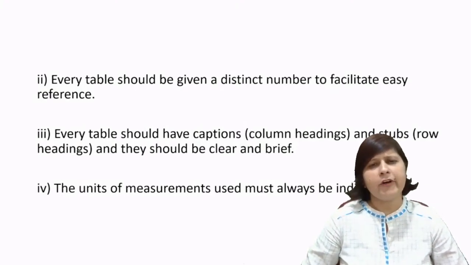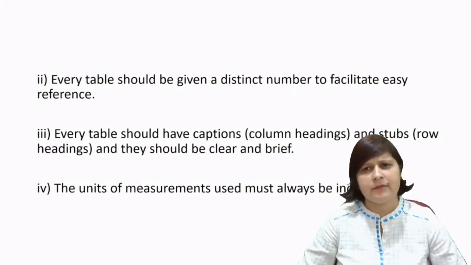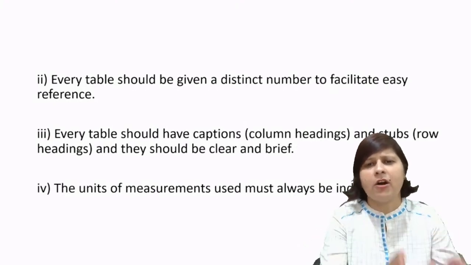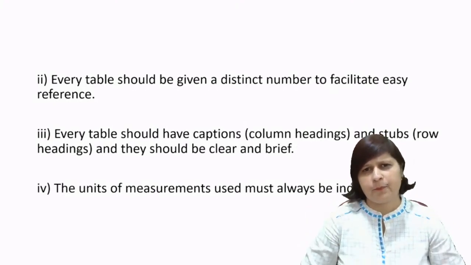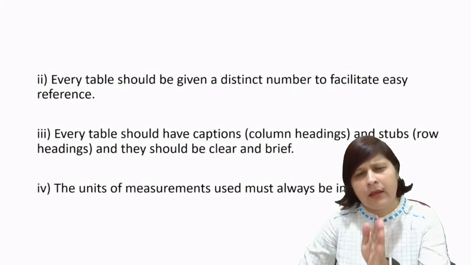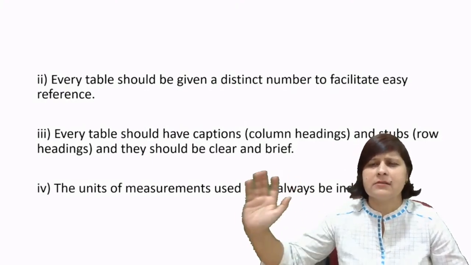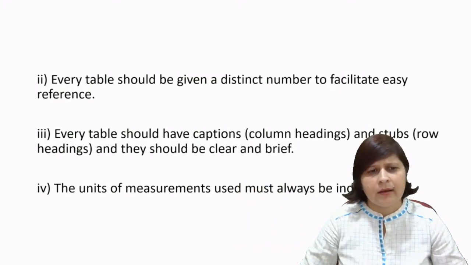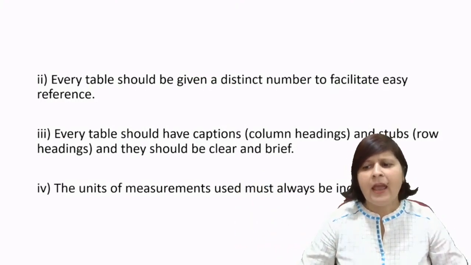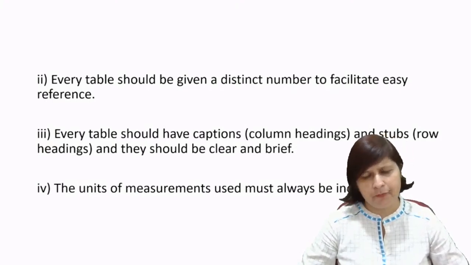Every table should have a caption. That is, there should be a column heading so that one can understand what each column represents, like serial number, year, profit, loss, balance, right? So every table should have a caption, that is the column heading, and stubs, that is the row headings, and they should be clear and brief.